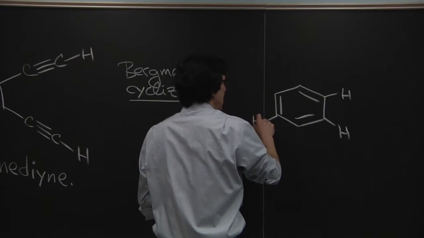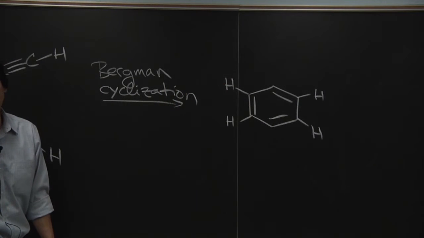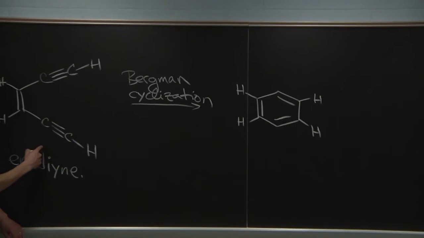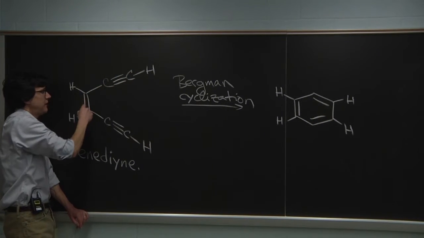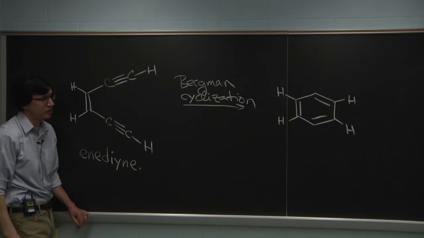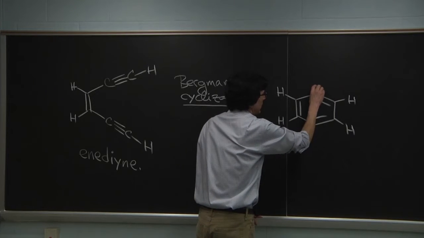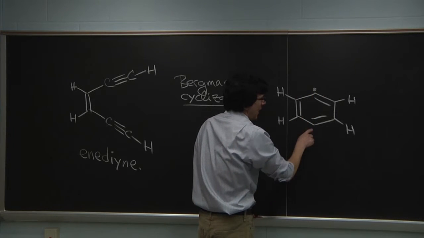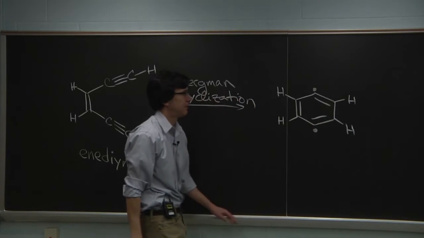But as you may remember, benzene has the formula C6H6. But this starting compound has 6 carbons, 1, 2, 3, 4, 5, 6, but it only has 4 hydrogens. So what's here is not a hydrogen, but a dot. And what's here is not a hydrogen, but a dot.